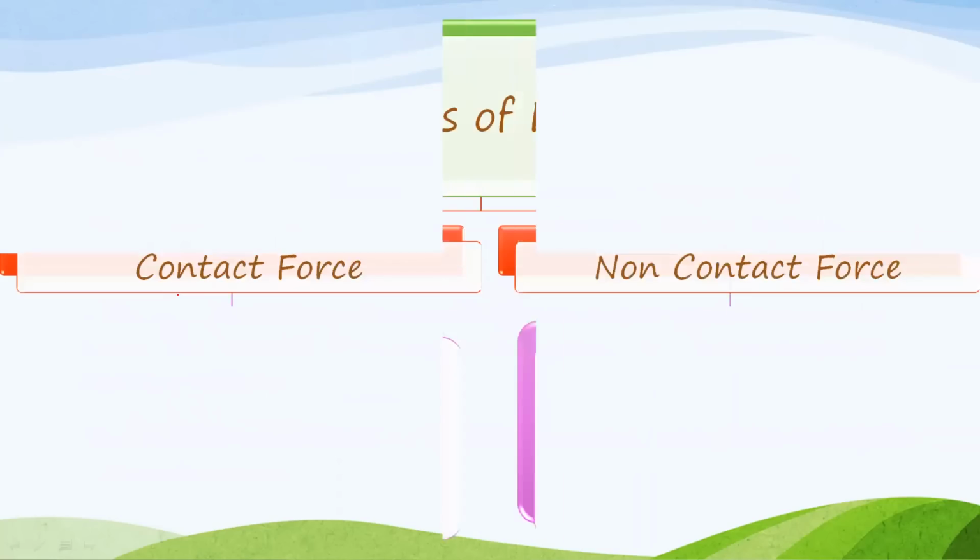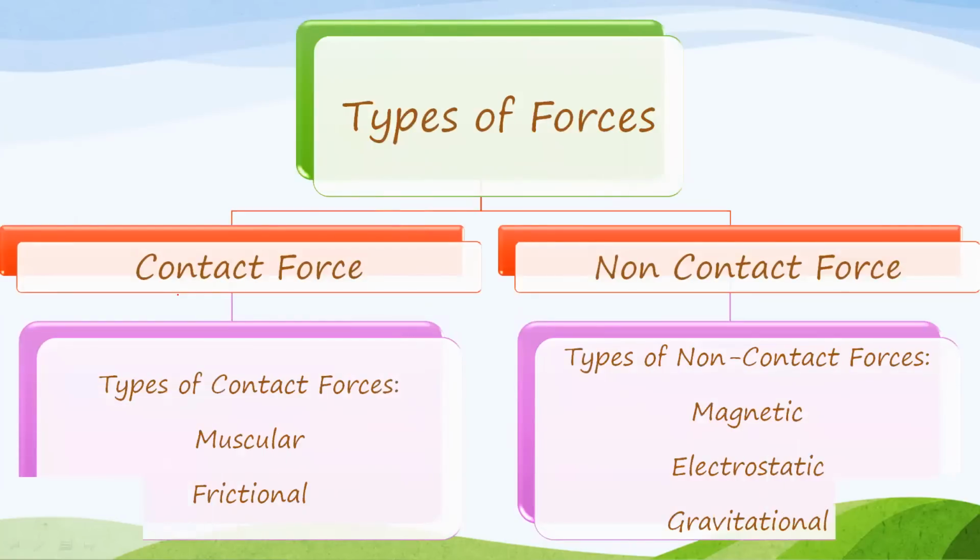Now, let us look into the classification of force. Force can be mainly classified into two categories. One is called contact force and the second one is called non-contact force. There are a few examples of contact force I have mentioned here. One is muscular force and the second one is frictional force. Whereas the non-contact forces which we will be discussing in this lesson are magnetic force, electrostatic force and gravitational force. Now let us discuss what makes a force to be called a contact or non-contact force.